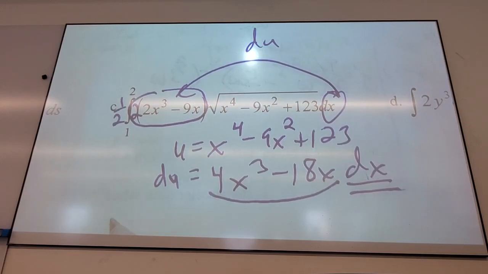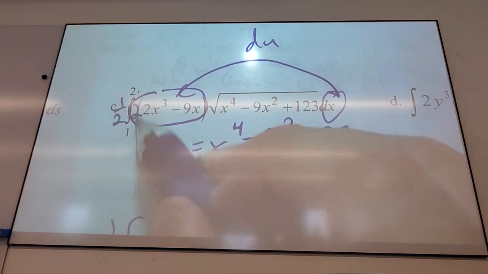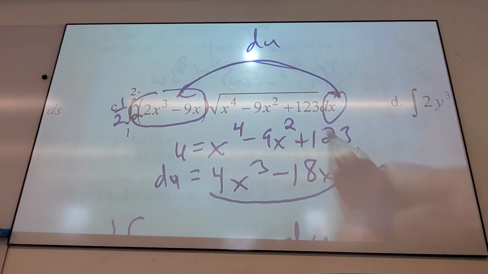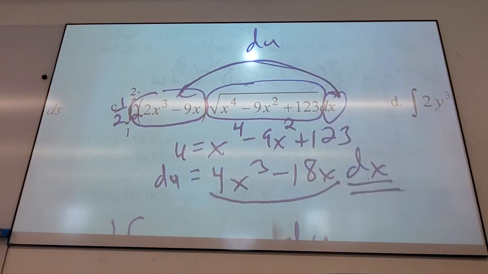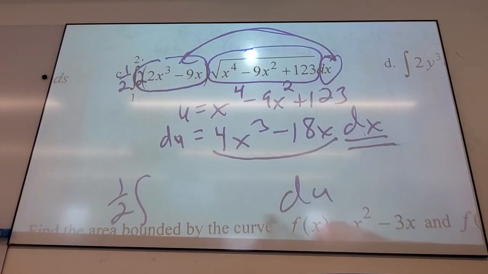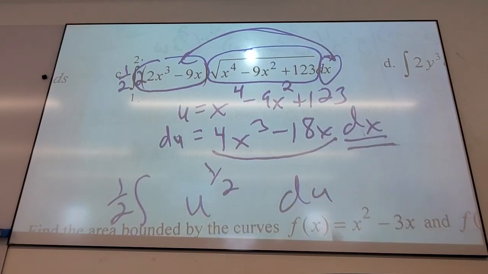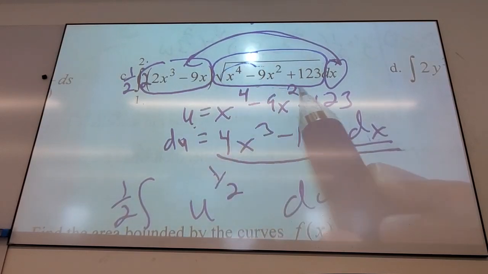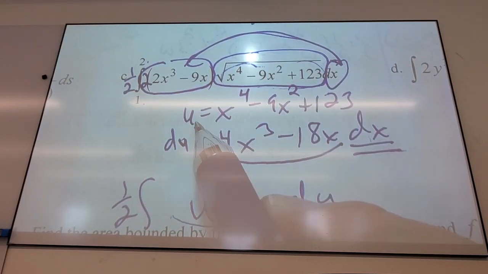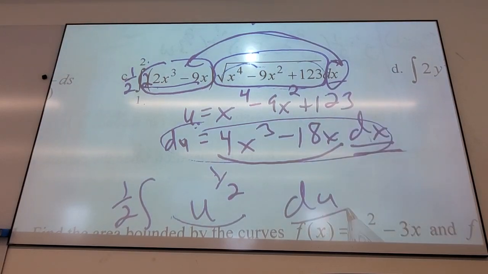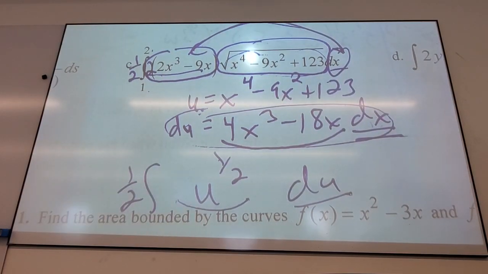So the 1/2. We won't put the 1 and 2 there because it's going to change. This business is du. And then what's this? Well, the inside's u, so it's u to the 1/2. So we let u equal this. There that is. Which meant du was all this, so we made that show up. And now look at that integral.